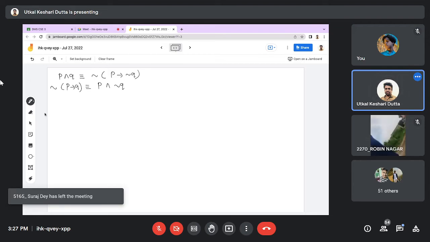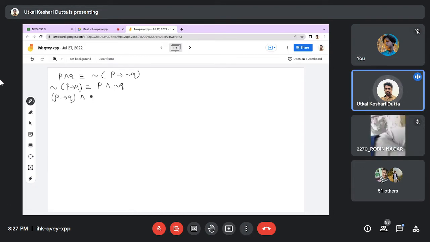Also, okay, P conditional Q and P conditional R, this will be equivalent to what? Any idea? P conditional Q means if P then Q, and if P then R. Then what will be the equivalent? Okay, that will be P conditional to Q and R.